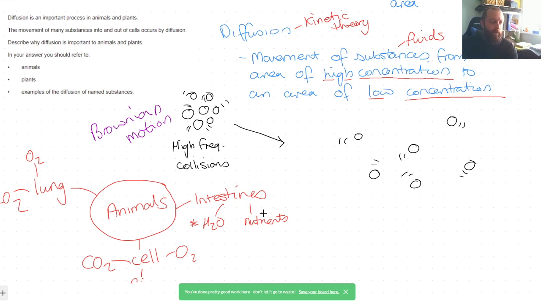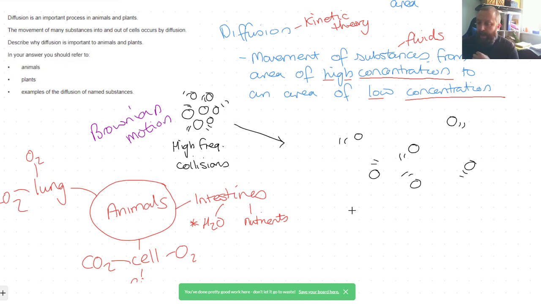Now, active transport will play a part here as well. But we are going to have amino acids, fatty acids, glycerol, glucose, and other substances as well. But there will be a combination of diffusion and active transport in these places.